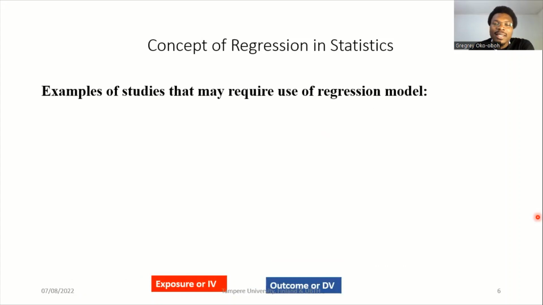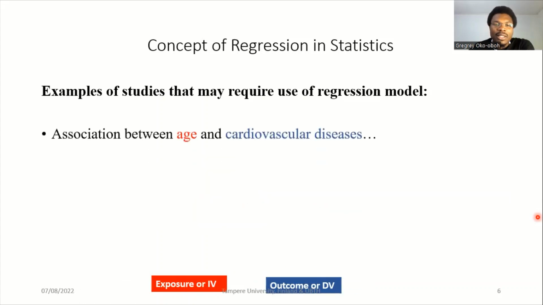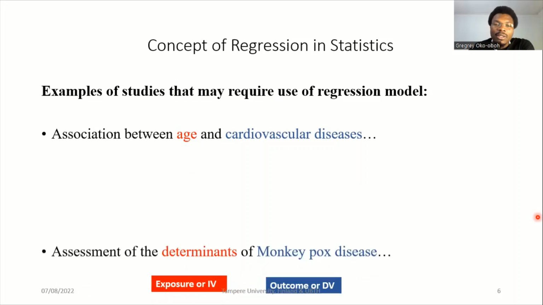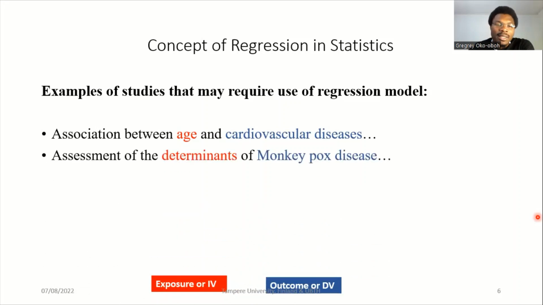There are other instances or research questions in medical research where regression modeling could apply. An example is the association between age and cardiovascular disease. Here, age can pass as the independent variable and cardiovascular disease as the dependent variable or the outcome. Another example is the assessment of the determinant of monkeypox disease. Monkeypox disease, in this case, is the dependent variable, and determinants will form the independent variable.